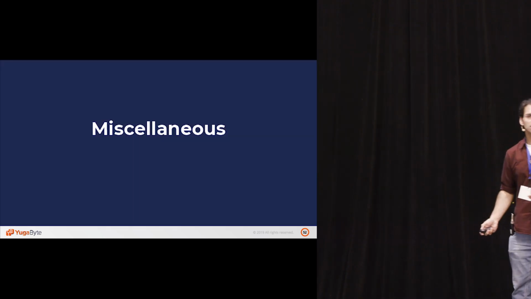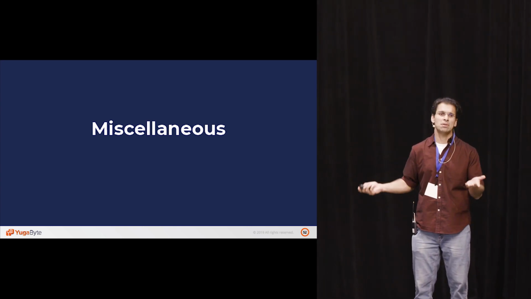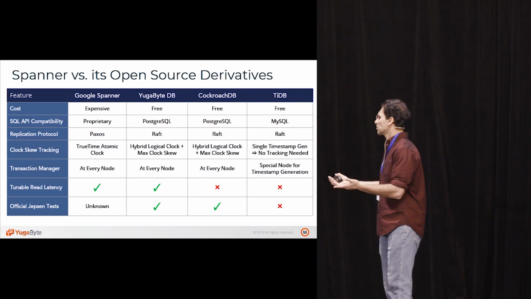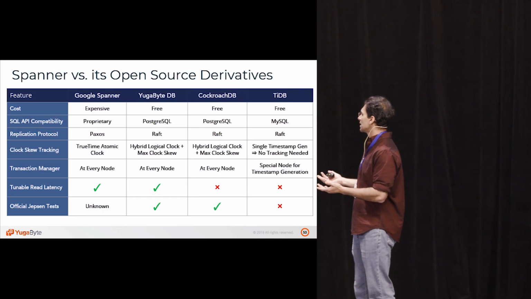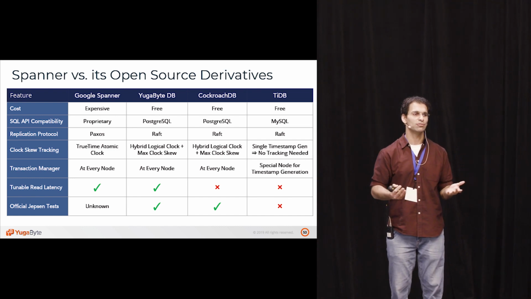Okay, so there's a miscellaneous bucket. Of course, we know more about YugaByte, so we're going to point out a point. There may be many points to the converse. Things like tunable read latency is something that YugaByte supports. Tunable read latency is the ability to read from a follower node.